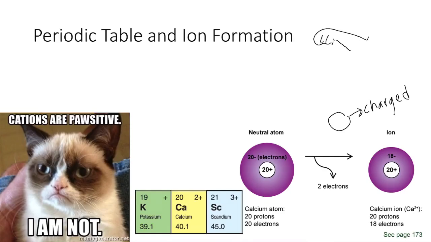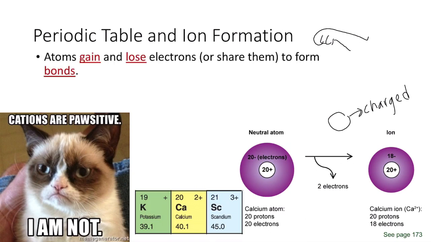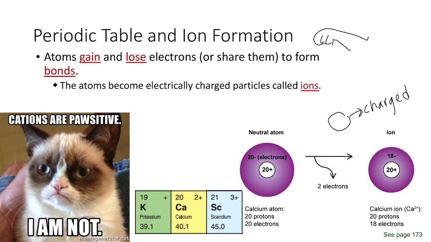So periodic table and ion formation. Atoms gain or lose electrons or share them to form bonds. So in order for an ion to be formed, an atom needs to either gain or lose electrons to form bonds. It is also possible to form bonds through sharing electrons. This is not referring to ions. Atoms become electrically charged particles called ions.